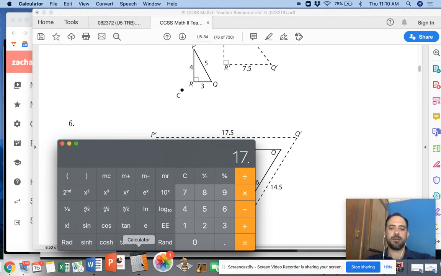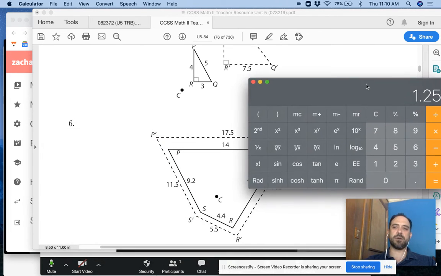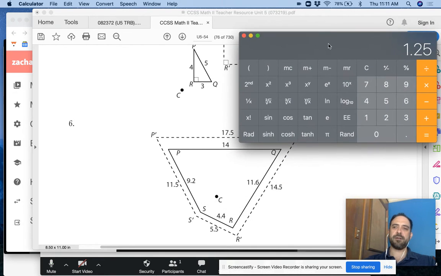17.5 divided by 14 is 1.25. So I'm going to say this is a scale factor 1.25. Let's double check to see if that works. So let's see if this works. If I have a scale factor 1.25, I take 14, I multiply by 1.25.